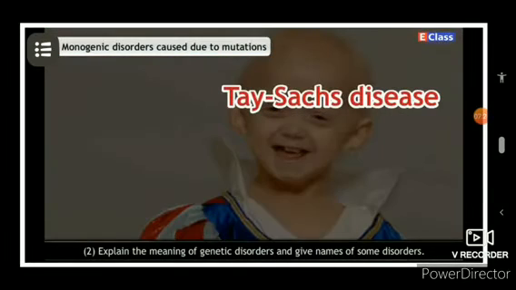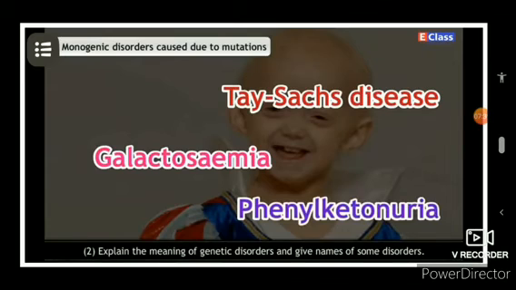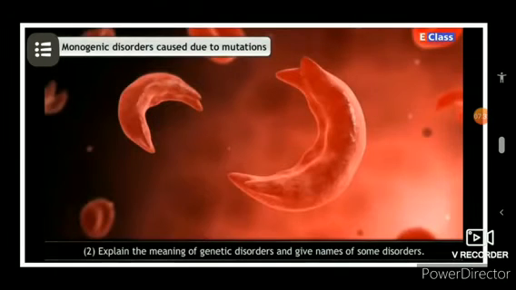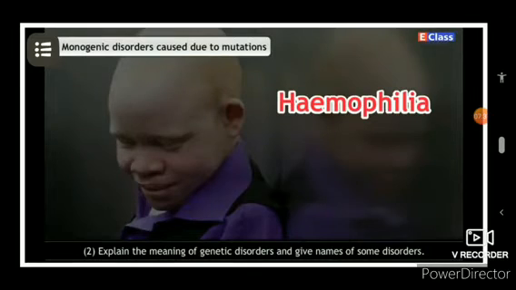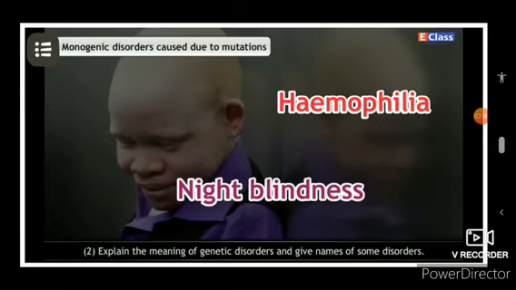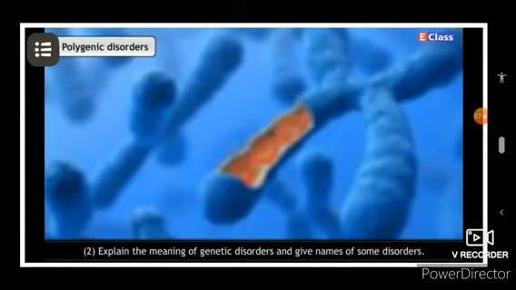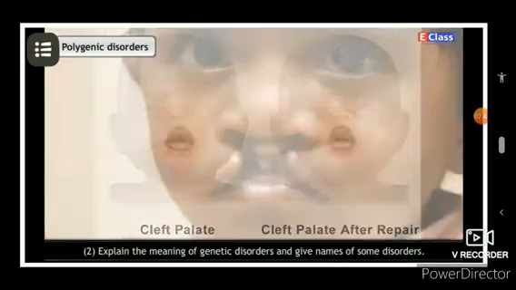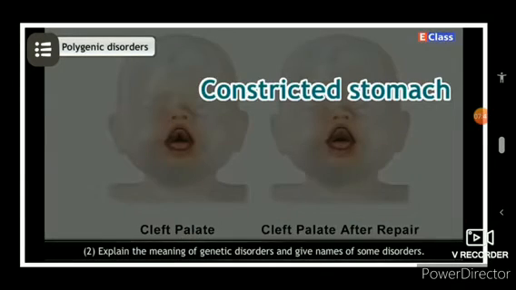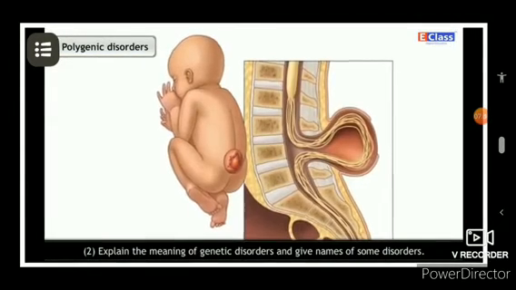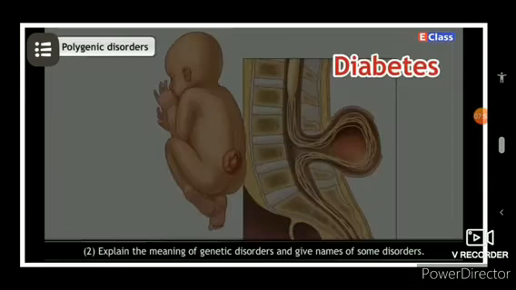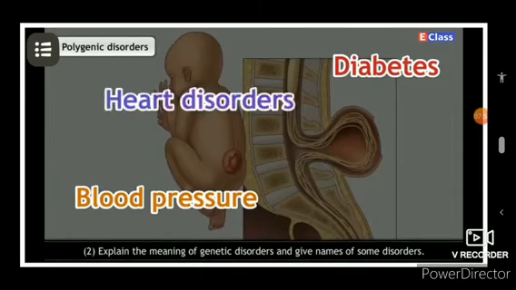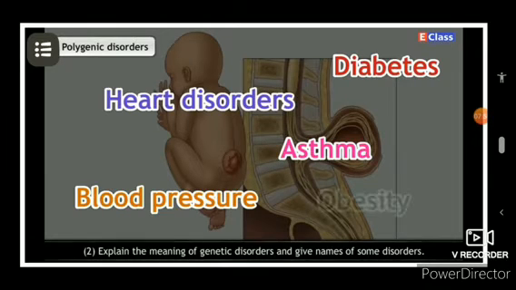Explain the meaning. Such diseases: galactosemia, cystic fibrosis, hemophilia, night blindness, polygenic disorders, cleft. These are polygenic disorders: diabetes, blood pressure, heart disorders, asthma, obesity.